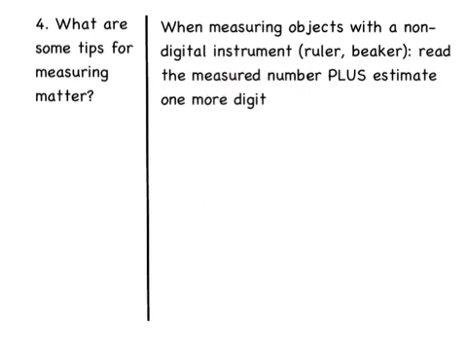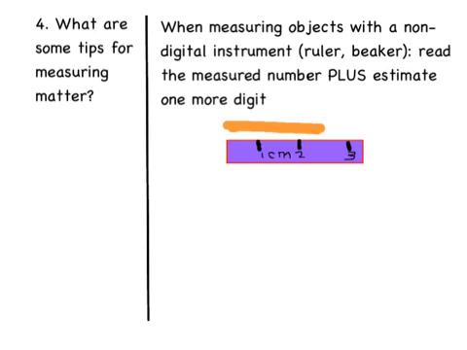Okay, our last tip for measuring matter or measuring objects is, again, when you're measuring objects with a non-digital instrument like a ruler, a beaker, a graduated cylinder, meter stick, anything that has little tick marks that you have to get the measurement from, you're going to read the measured number plus you can estimate one more digit. Let me show you what that means.